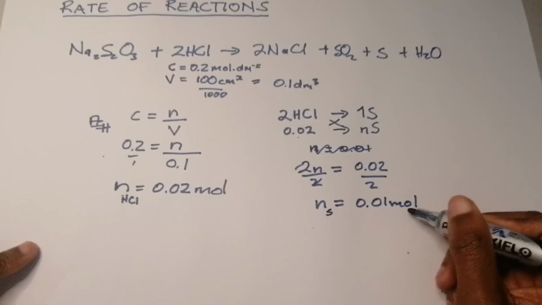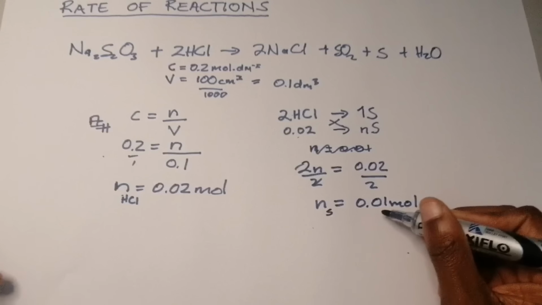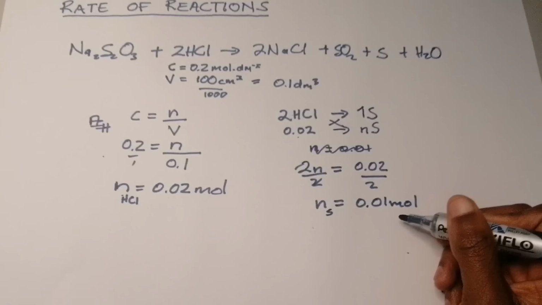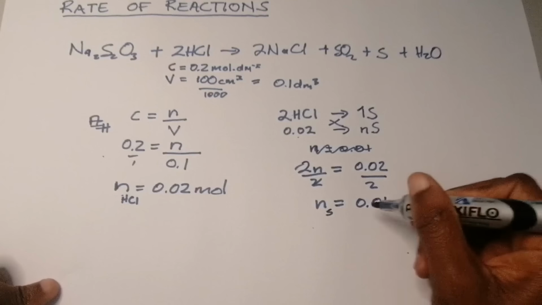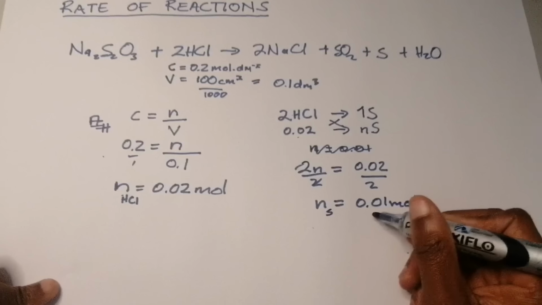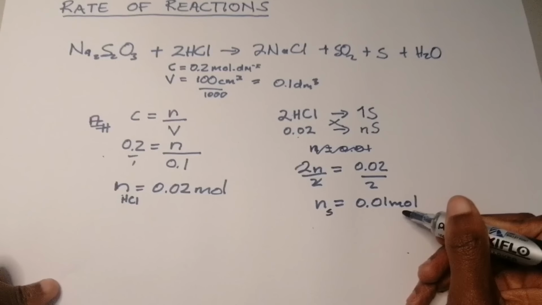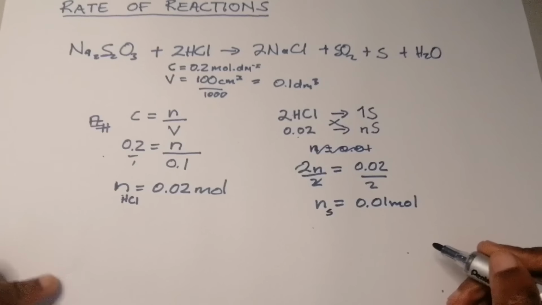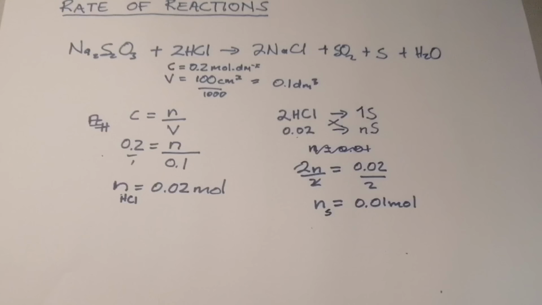So theoretically, ladies and gents, it means that the number of moles of sulfur that I'm going to produce is supposed to be 0.01 moles. Now I want to know if this is the number that I'm supposed to produce. Let's convert that in terms of mass. And why do I want to do that? Because I want to compare apples with apples. I want to compare mass with mass.